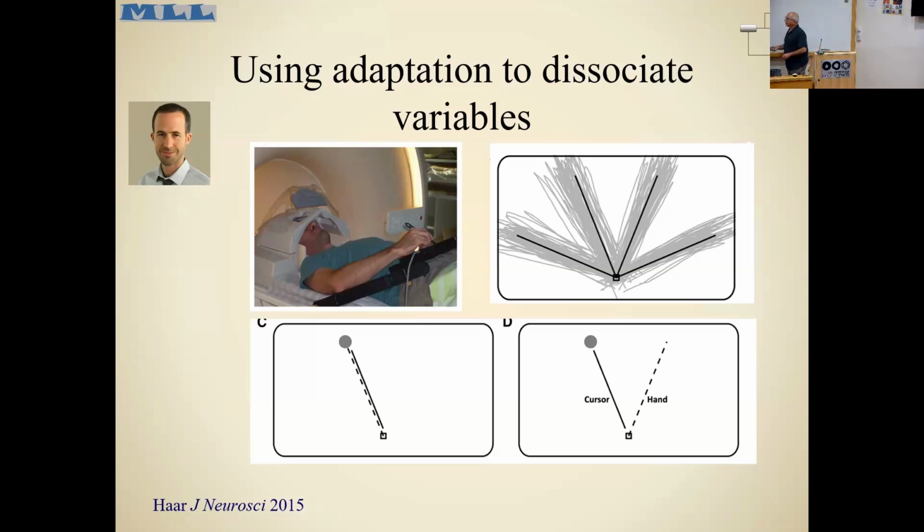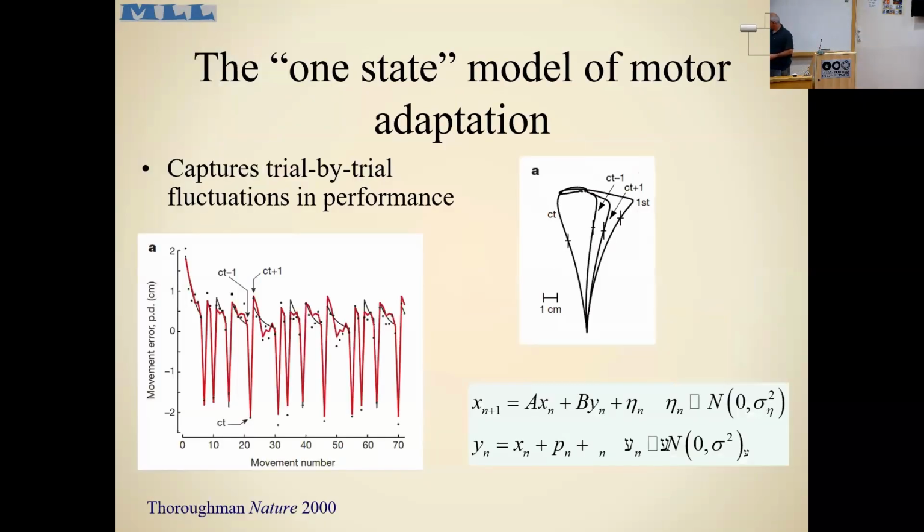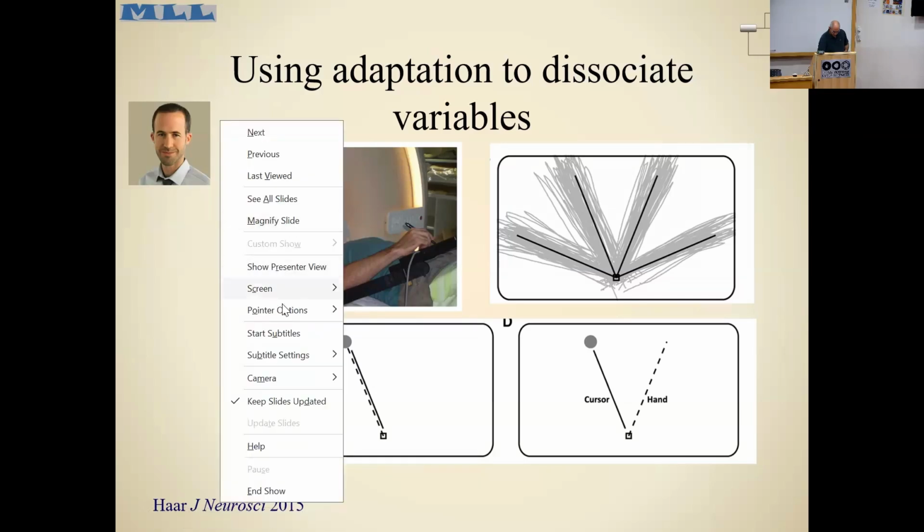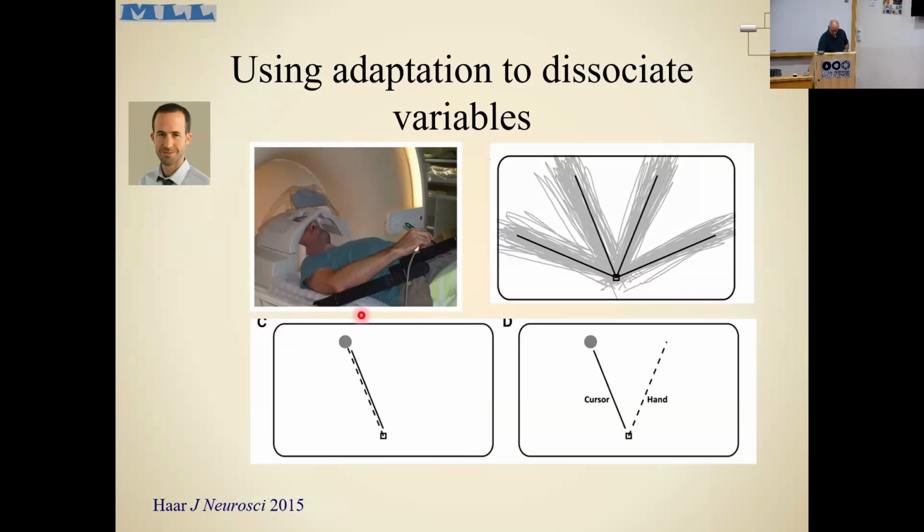And in these tasks, just like we already talked about, what we do is we allow people to make the movements, and while they're making the movements, the hand goes one way and the cursor goes another way, and they have to figure out how to actually move their hand to get the cursor to the target. It's not that complicated.